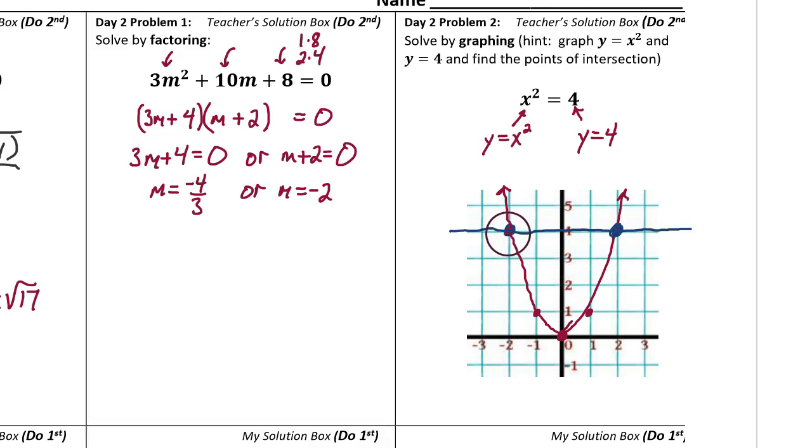What is the x value at this dot? Looking straight down on the x-axis, we see that x is equal to -2. What is the x value of this dot? Looking straight down at the x-axis, we see that x is equal to +2. So here are the solutions to the equation, and these were located with graphs instead of using algebra techniques up on here.